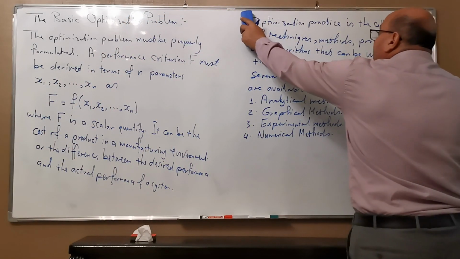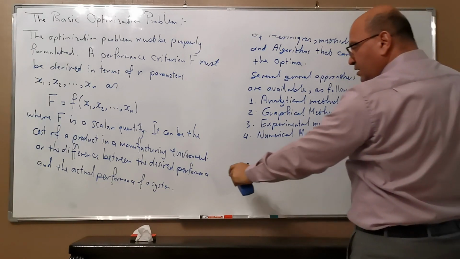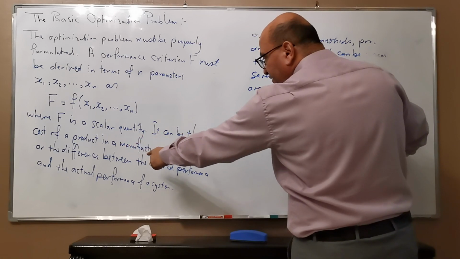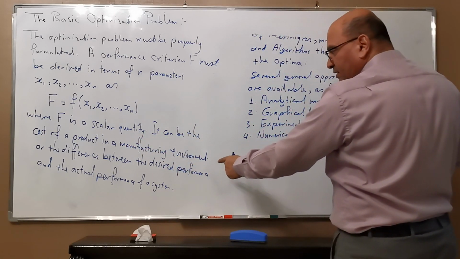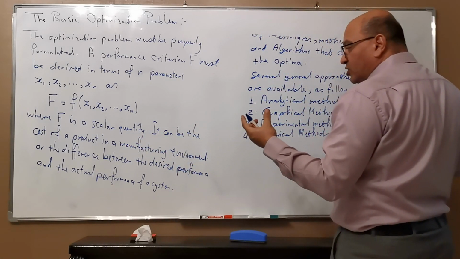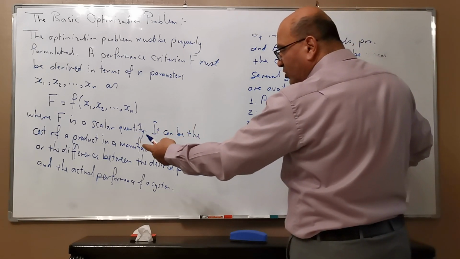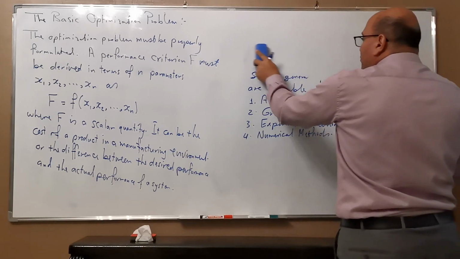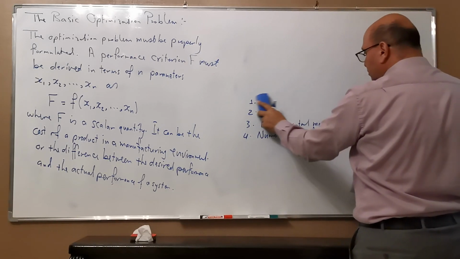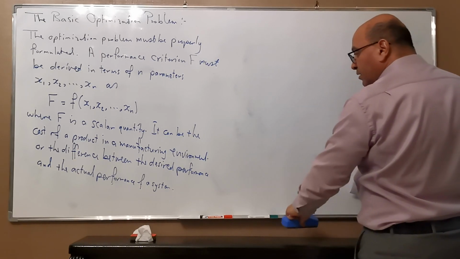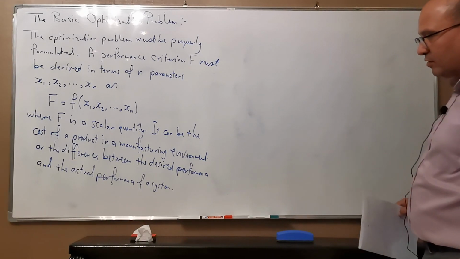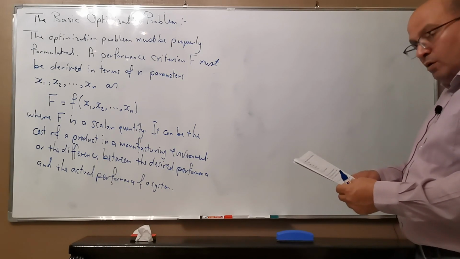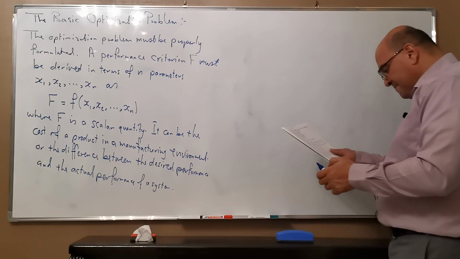The other one, as mentioned here, could be the difference between the desired performance, the one that you are actually looking for, and the actual performance of the system. The difference between those two is the error. So sometimes you try to minimize this error. So F here represents the error between what is really coming from a system and what is really desired from the system.